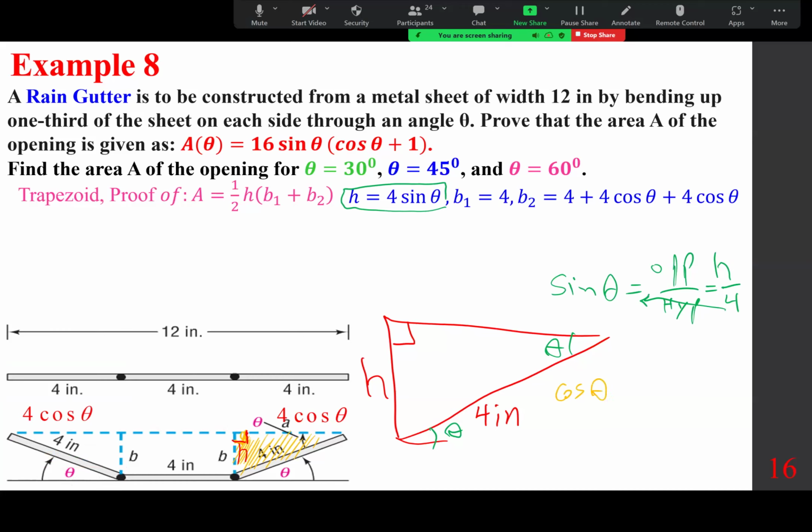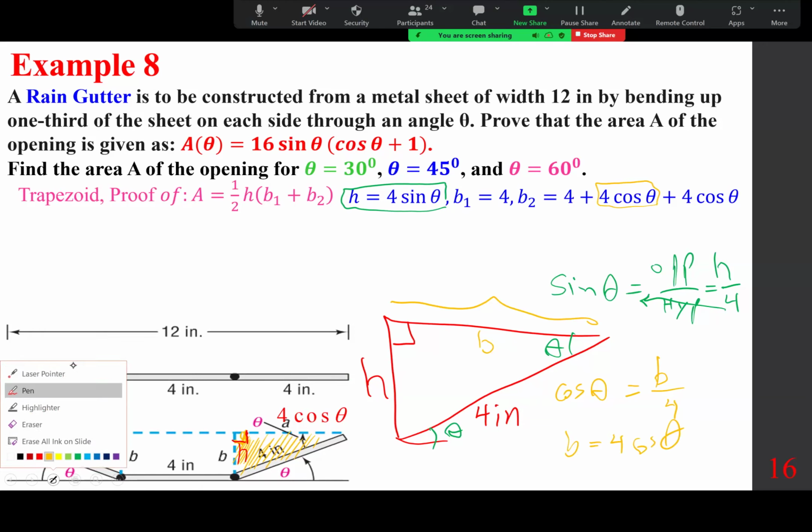Cosine theta equals the adjacent. This is the adjacent. Let's call this distance b. B over the hypotenuse 4. And b is 4 cosine theta. So this distance is 4 cosine theta. This distance is 4 cosine theta. So is this one.